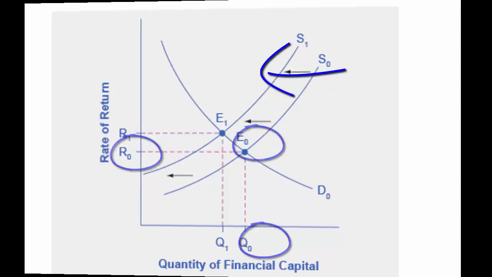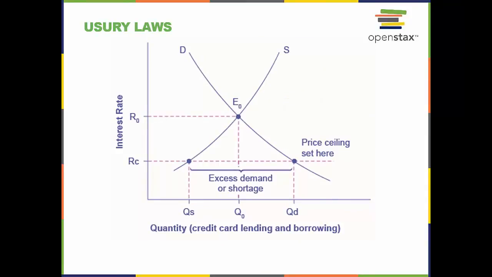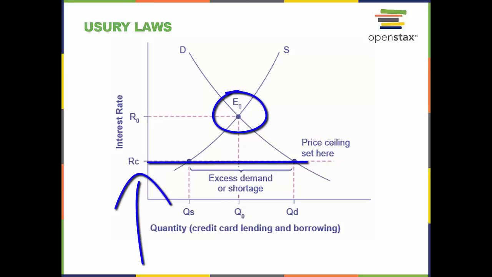This has an impact on the equilibrium rate and quantity. Usury laws limit or restrict the interest rate charged for lending and borrowing money. The original intersection of demand D and supply S occurs at equilibrium EO. However, a price ceiling is set at the interest rate RC, below the equilibrium interest rate RO, and so the interest rate cannot adjust upward to the equilibrium. At the price ceiling, the quantity demanded, QD, exceeds the quantity supplied. There is an excess demand, also called a shortage.